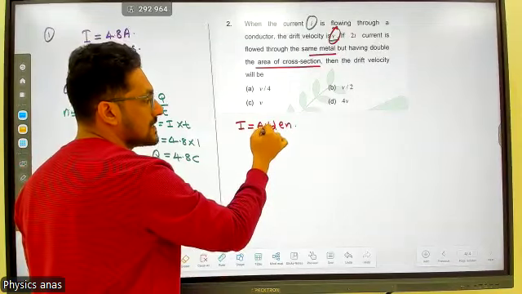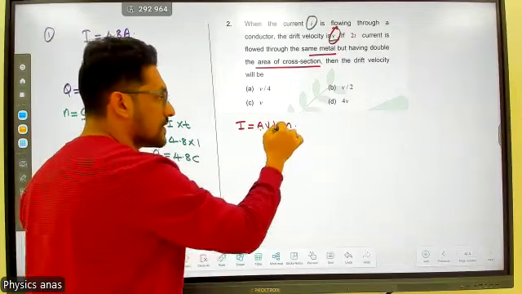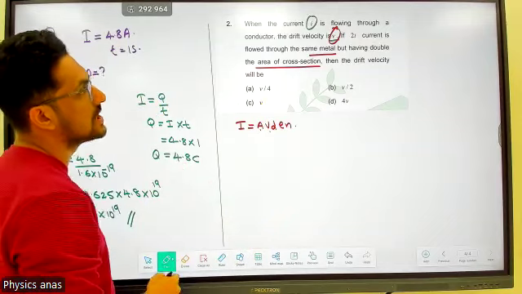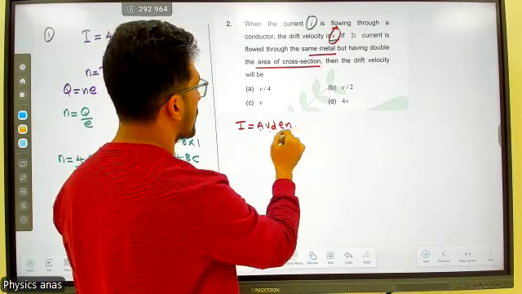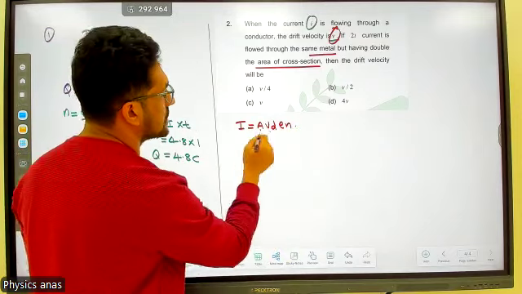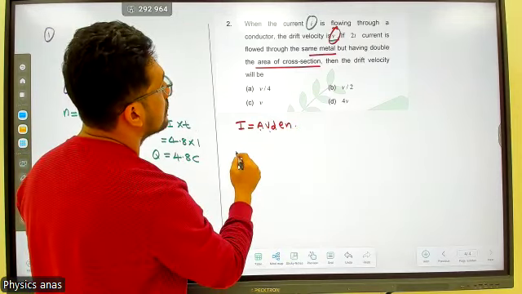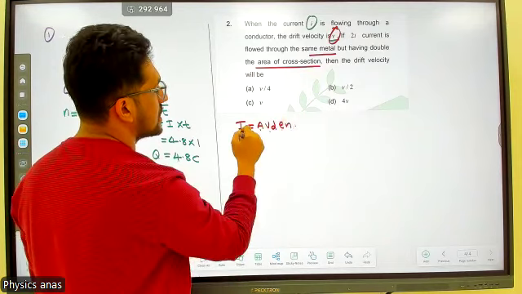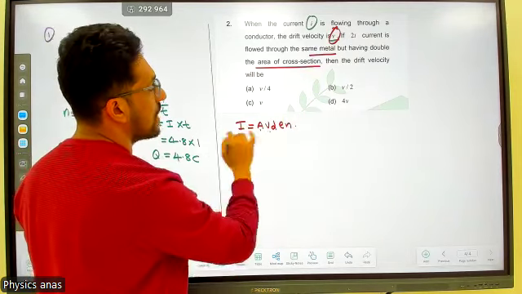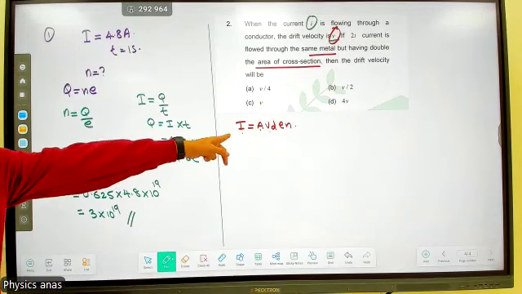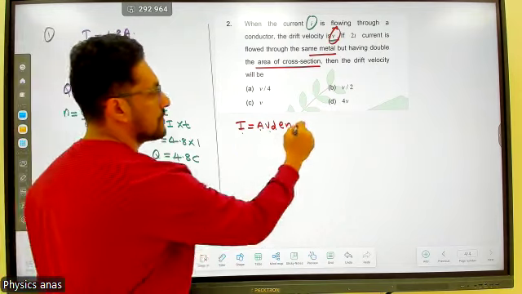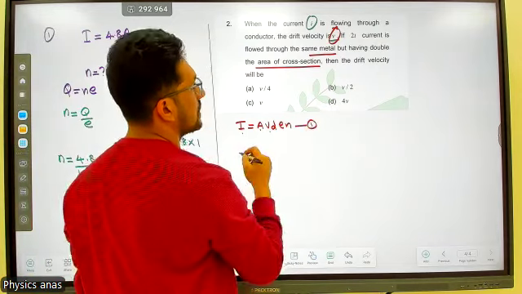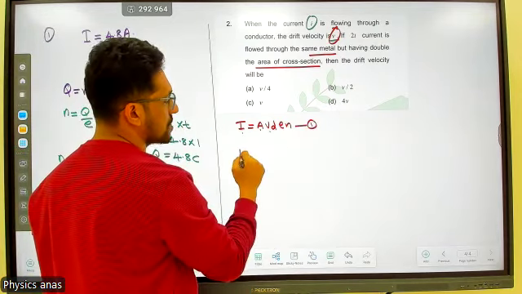Area is changing, so drift velocity is changing. Having double, then the drift velocity will be? What is the relation between drift velocity and current? The current is also changing. So what is the first equation? I is equal to A v_d e n. That is the first equation. Now the second equation. What is the second equation?